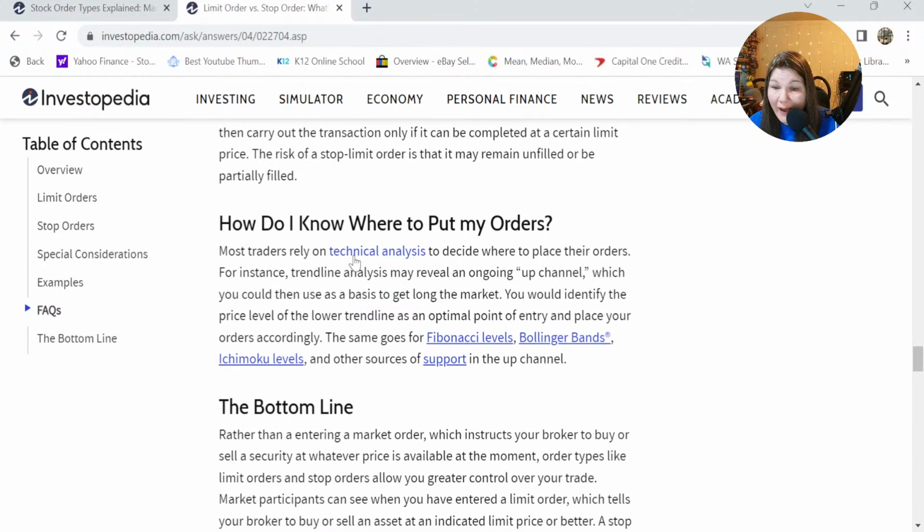So, most traders rely on technical analysis to decide where to place their orders. For instance, trendline analysis may reveal an ongoing up channel, which you could then use as a basis to get long the market. You would identify the price level of the lower trend line as an optimal point of entry and place your orders accordingly. The same goes for Fibonacci levels, Bollinger Bands. Hey, we looked at Bollinger Bands, Ichimoku, and other sources of support.